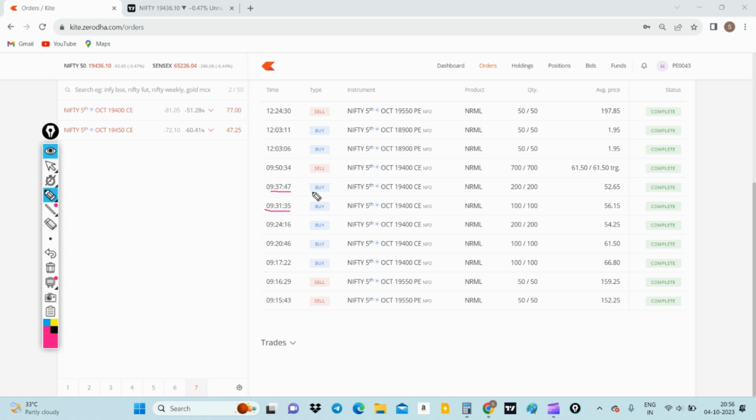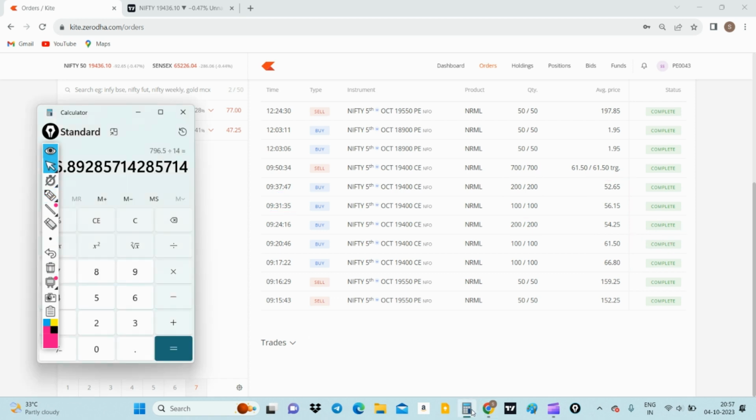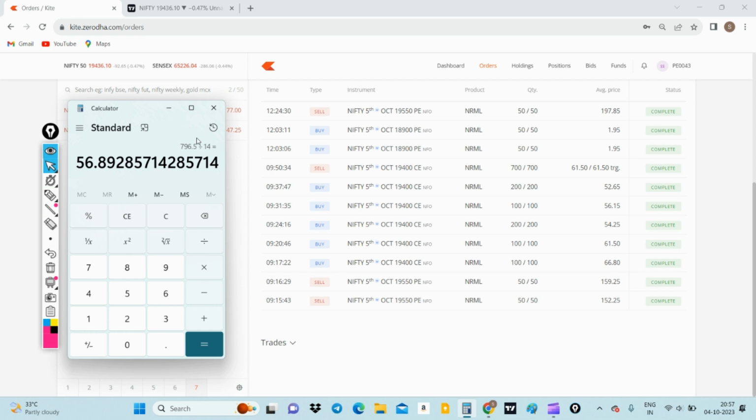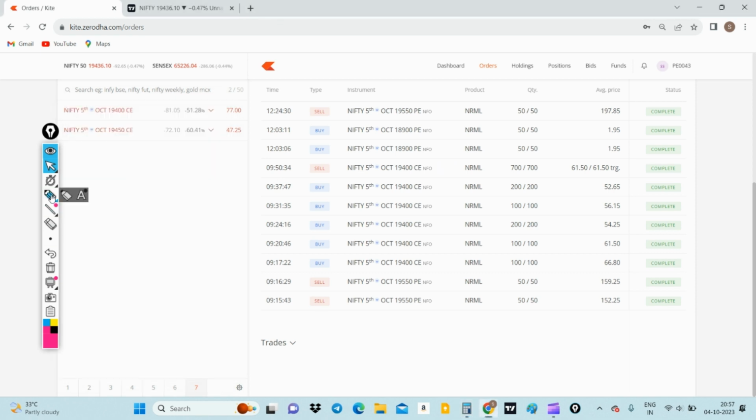Then I bought 200, 200, 100 and 200 overall. So I had an overall 700 quantities. And if you calculate this cumulatively, the average price comes to what I had already calculated over here. Let me show you the calculator wherein I calculated my average price. It was 56.9 rupees overall, if I add all these quantities. And then I exited at 61 rupees with 700.